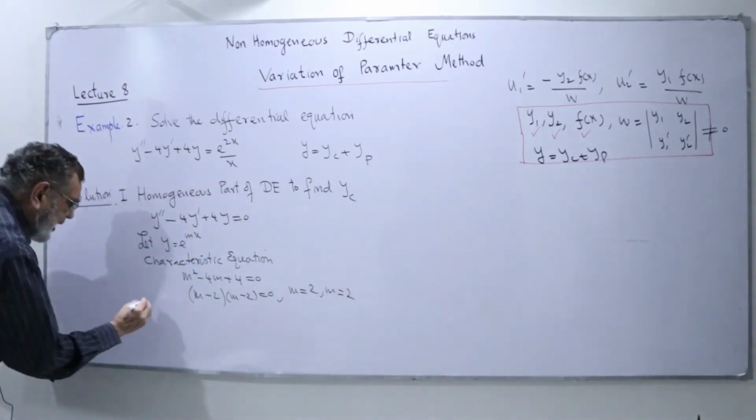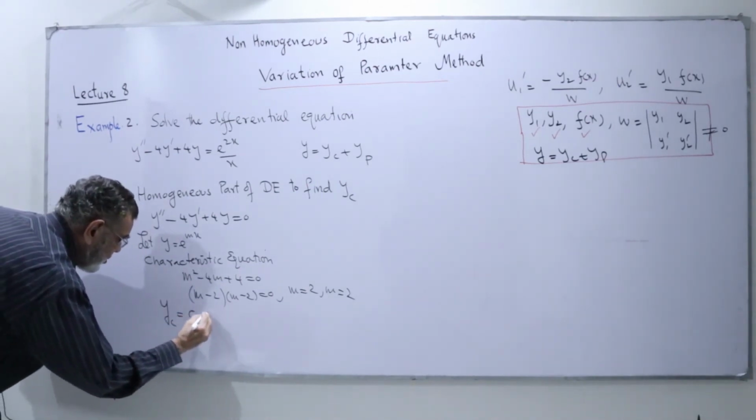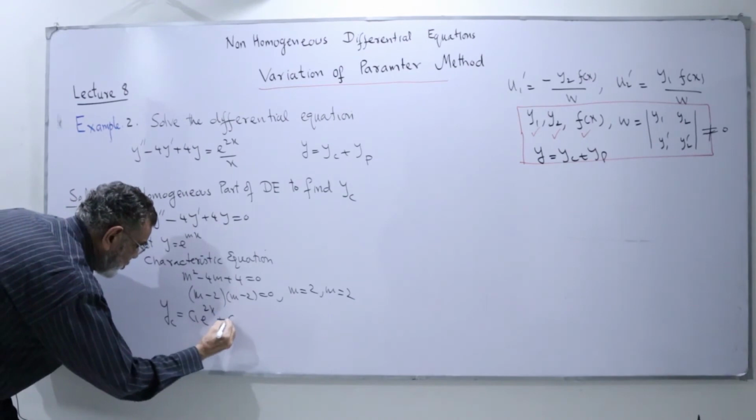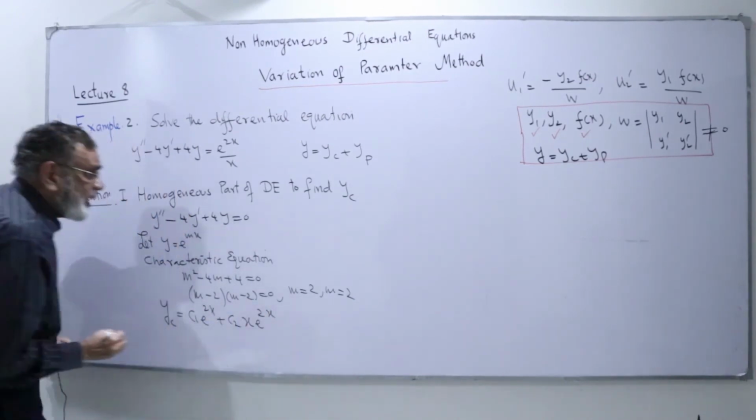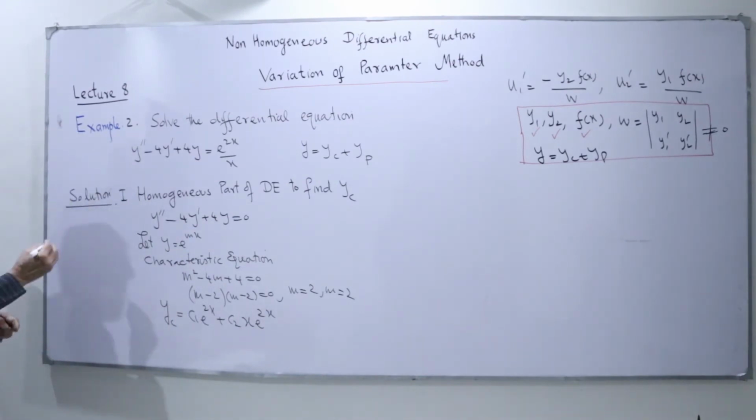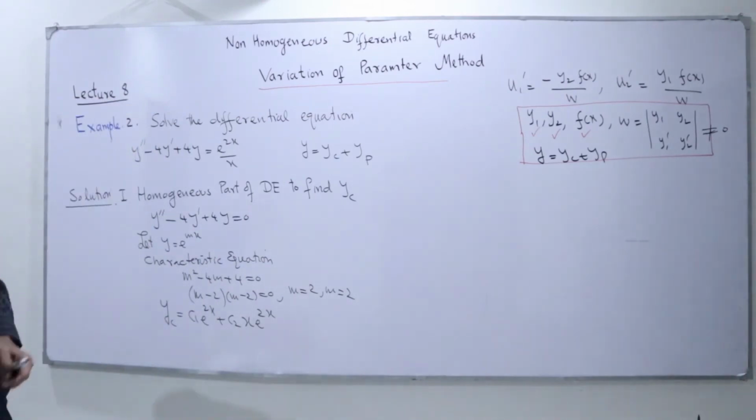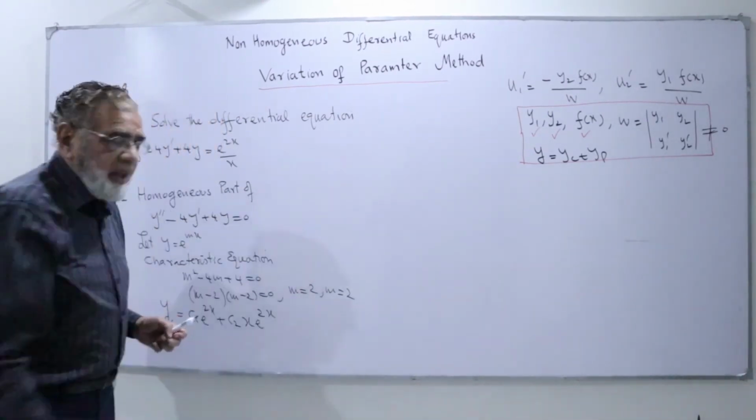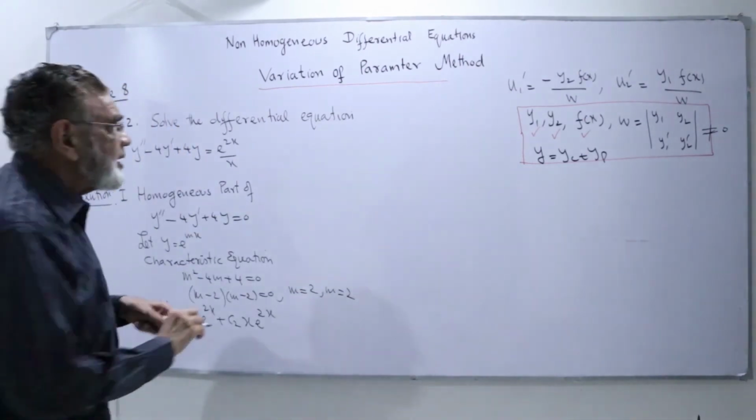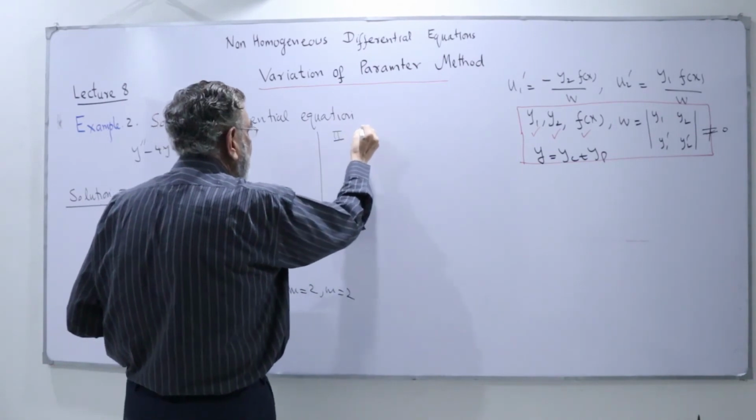As my roots are repeated, we write our y. My yc is c1 e to power 2x plus c2, and as the root is repeated, multiplied by x, x e to power 2x. So this is my yc, this is my part 1. Now for part 2, we are going to use our method, that is variation of parameters. We want to find yp.